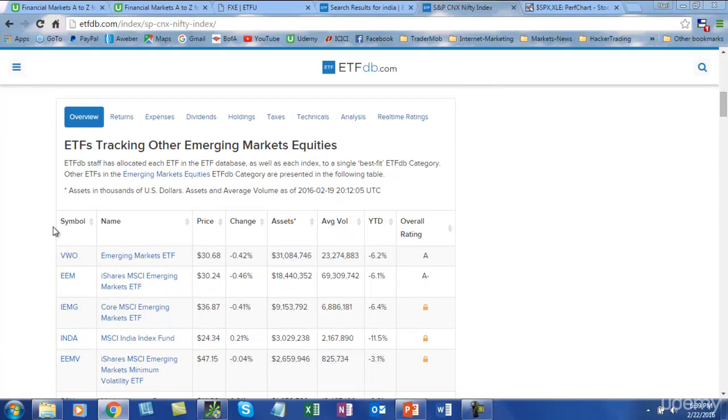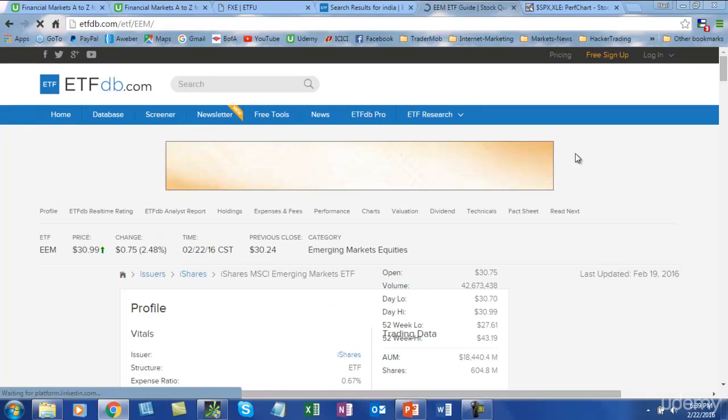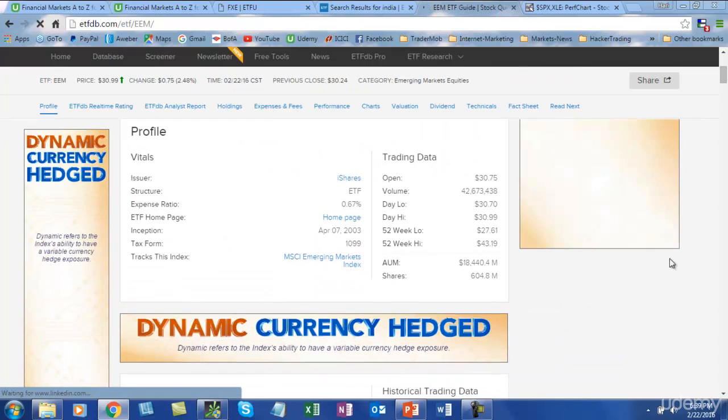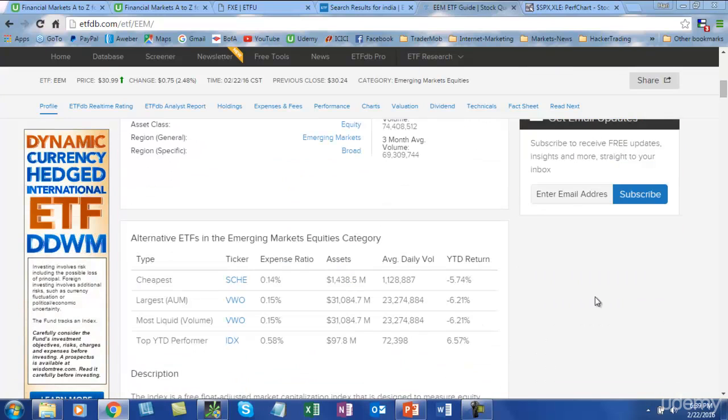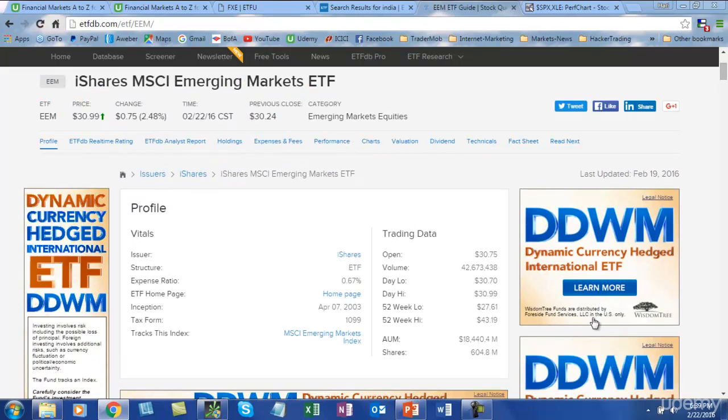So similarly, for various countries, you will have emerging markets, which is basically all emerging markets, not just any one particular. So you'll have Russia, China, India, South Africa, Brazil, and all these different countries. It's actually a pretty big ETF. It's got assets under management of $18 billion. Volume today was 42 million shares. So you can see that is a very, very liquid ETF.